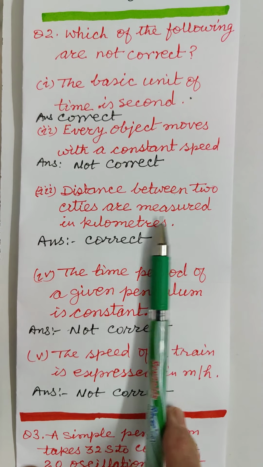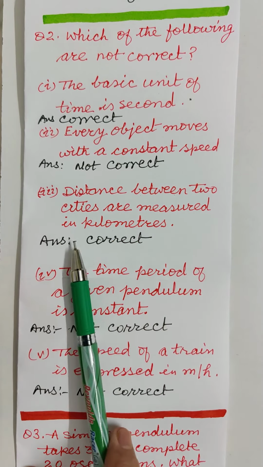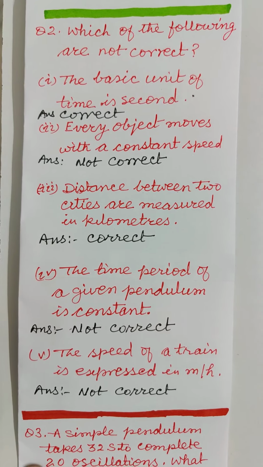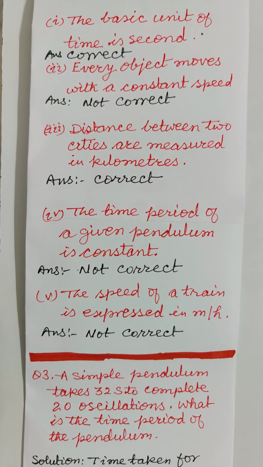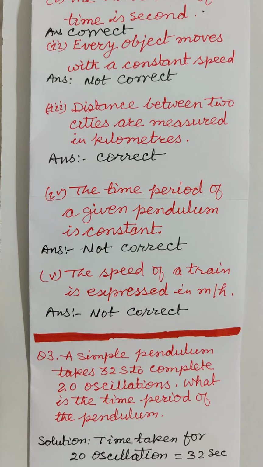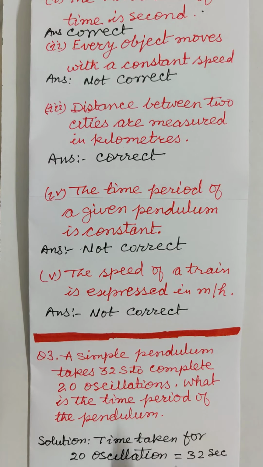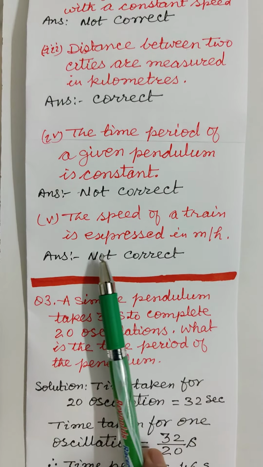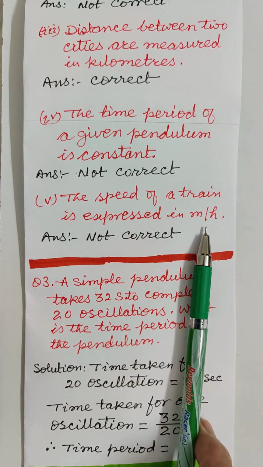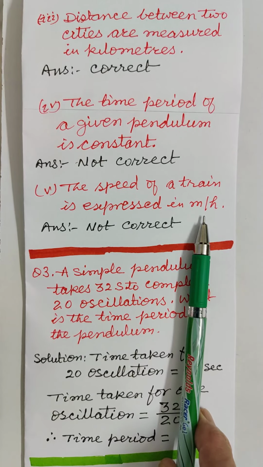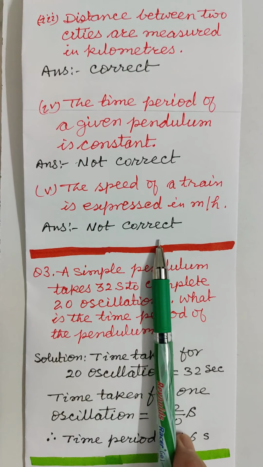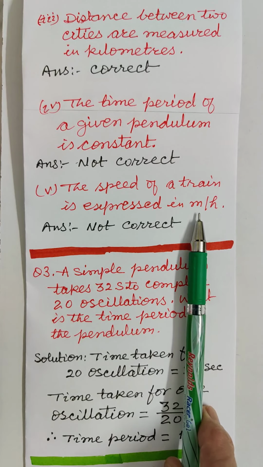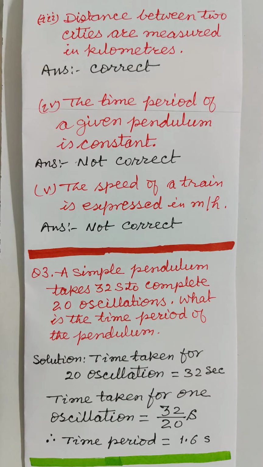Distance between two cities is measured in kilometers. It is correct, since we measure the distance between two cities in kilometers. Next, the speed of a train is expressed in meter per hour. It is not correct, since we measure the speed of a train in kilometer per hour.